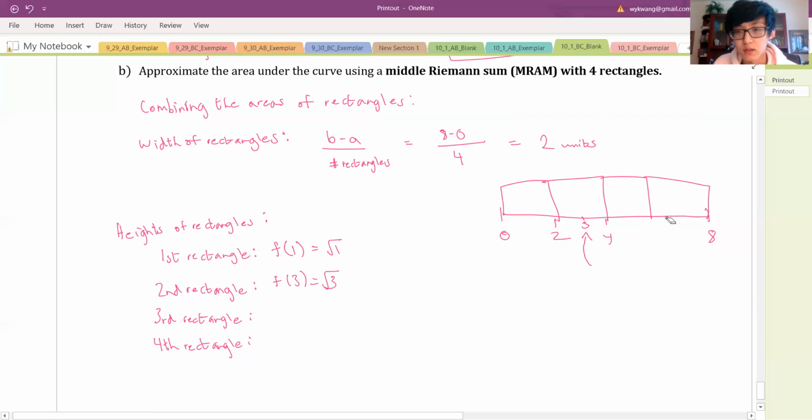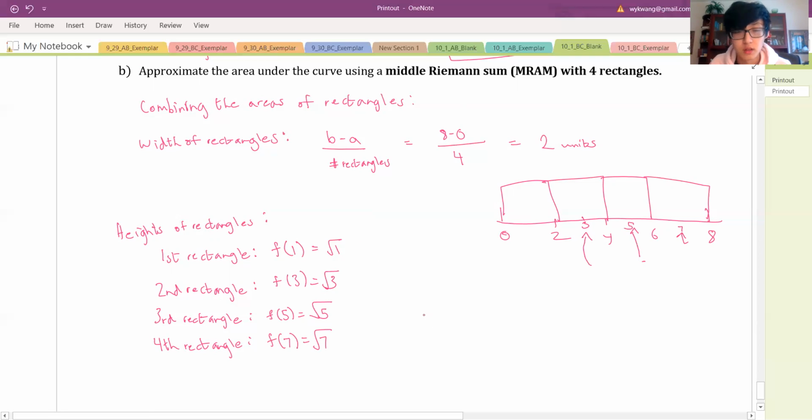The third rectangle, right, is going to be between 4 and 6. So that's going to be 5. So f of 5 is equal to square root of 5. The next one is between 6 and 8. So that's going to be 7. F of 7 is equal to square root of 7. Right? Because all of these are just x values that we're inputting to get the corresponding y value on the curve.